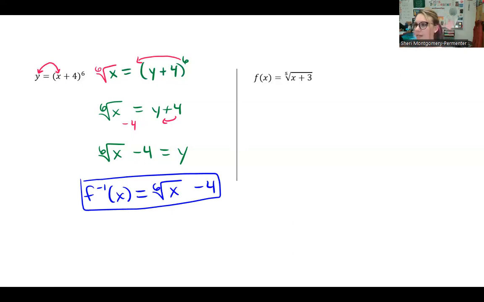And again, if I'm taking a multiple choice test and I'm trying to find which one is my inverse, I know that it's going to have inverse operations. I am to the sixth power, so I have to have a sixth root. I'm adding 4, so I have to be subtracting 4.